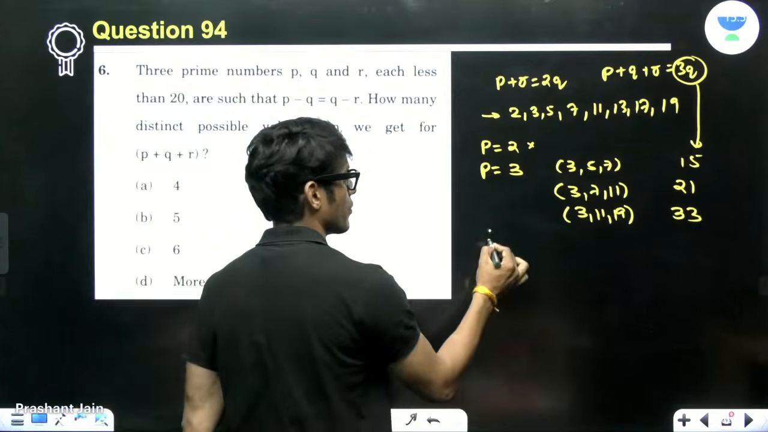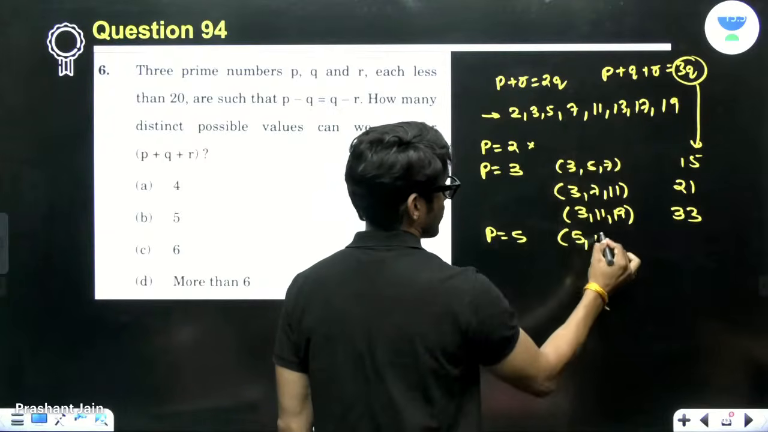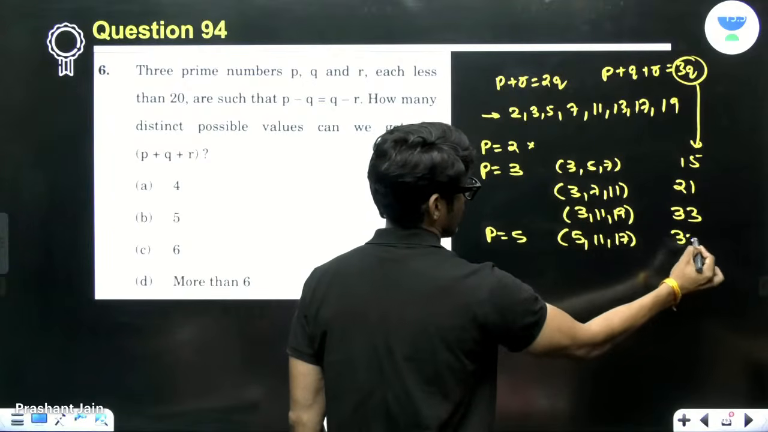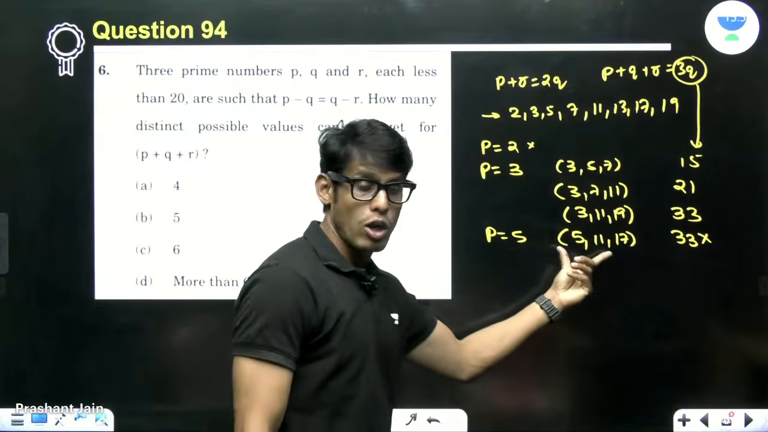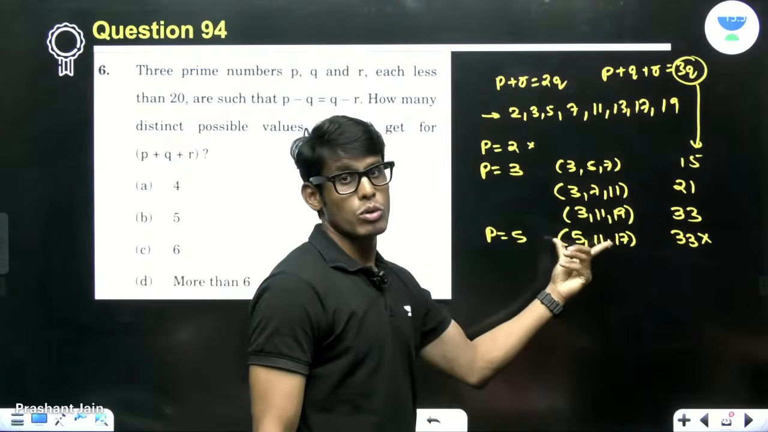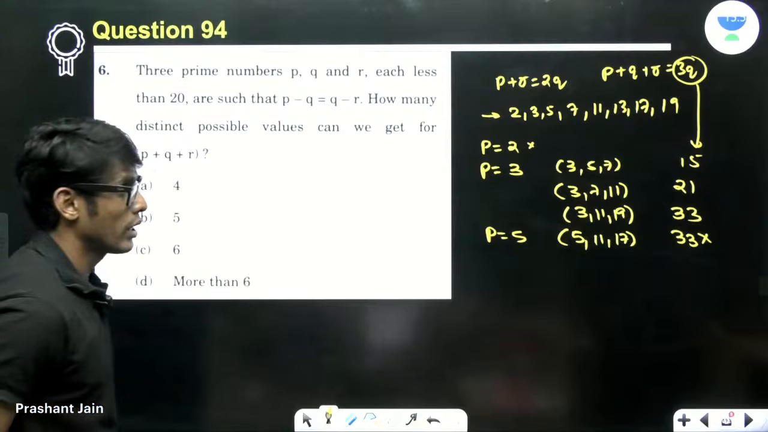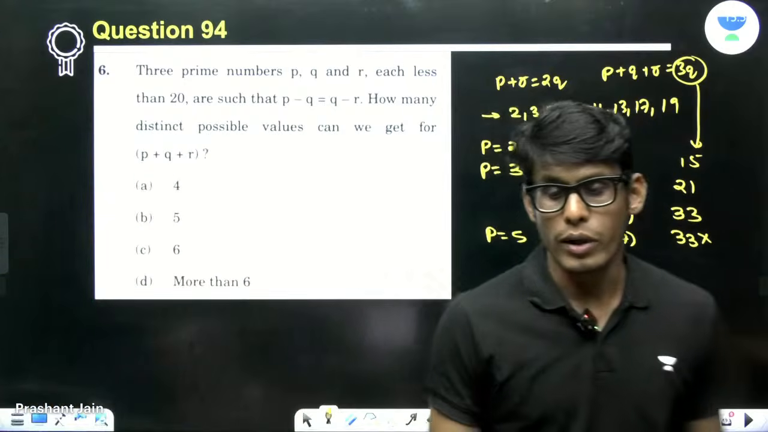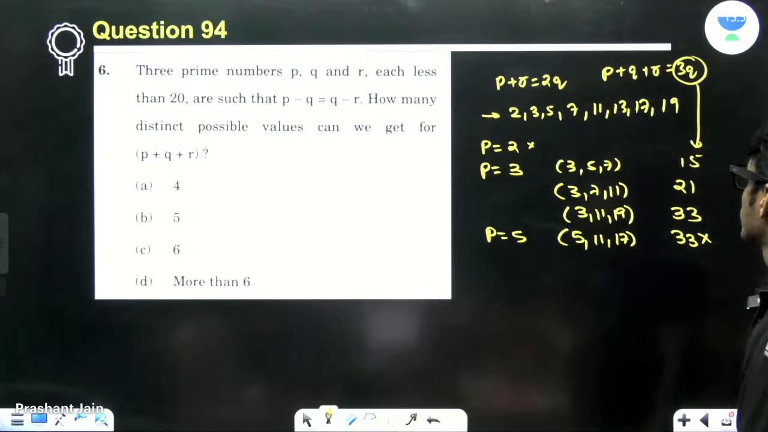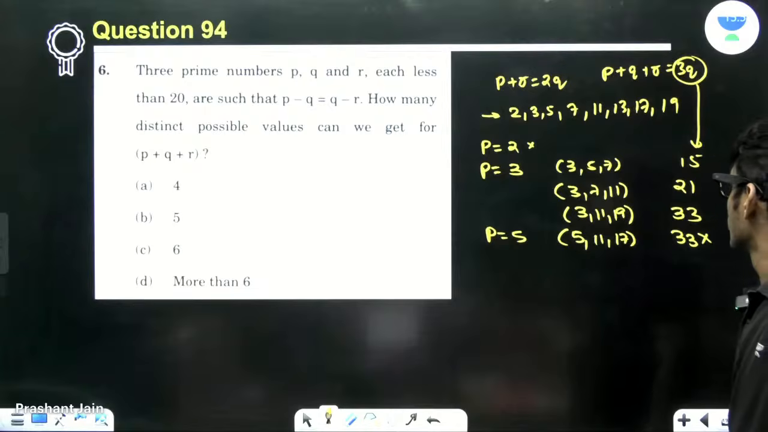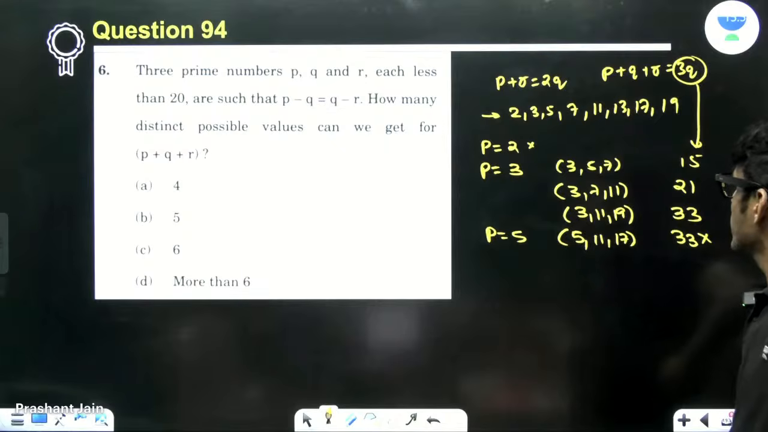Take P equal to 5. So 5, 11, 17. You get 33 here. You wanted distinct possible values, so you cannot count this again, guys, because the sum is the same. I hope I'm making sense. Do you have anything else?